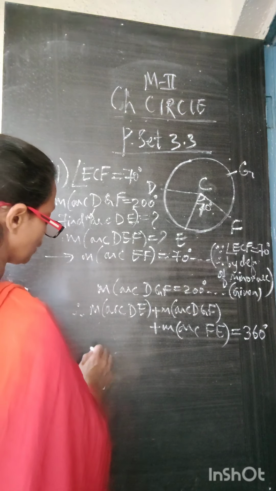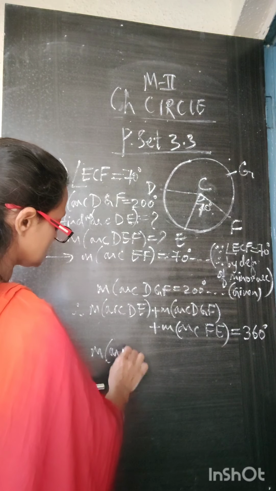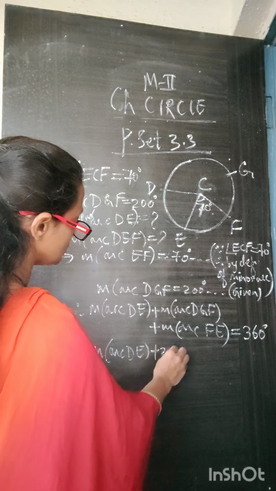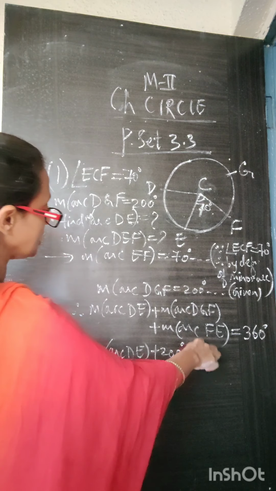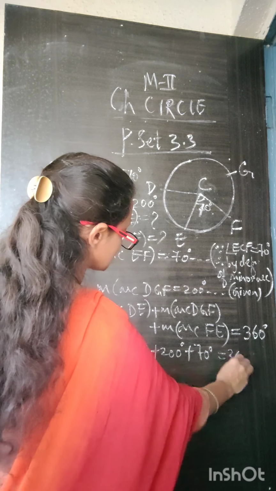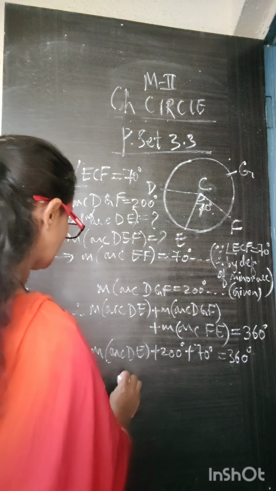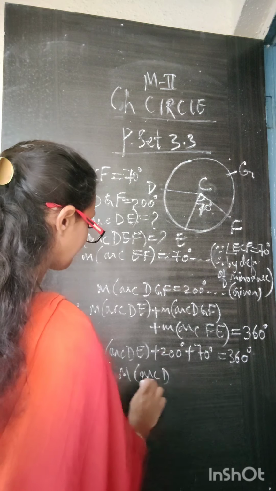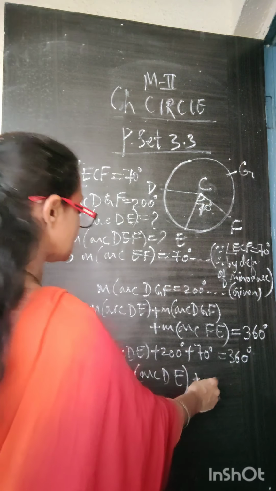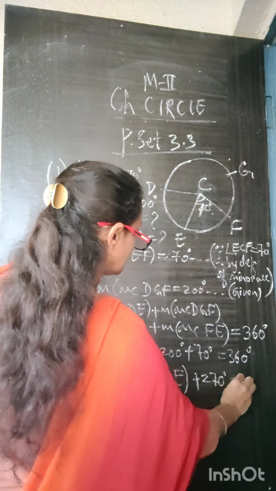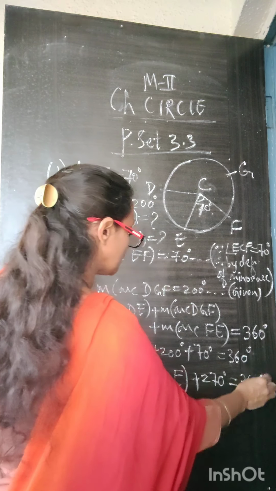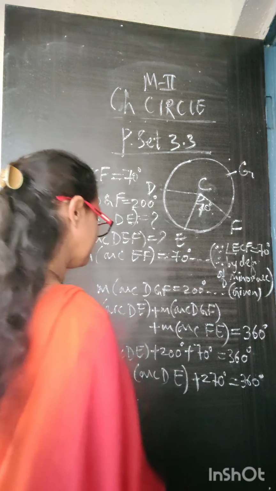Now arc DE we do not know, so we have to find out. So we keep it as it is. We know DGF is 200 degree, plus 200, so we write down. Plus arc EF, just now we have written 70 degree, is equal to 360. So what is the addition of 200 plus 70? So measure of arc DE plus 200 plus 70 is 270. That is equal to 360. So I take 270 on the other side, becomes minus 270, and you get the answer for arc DE.